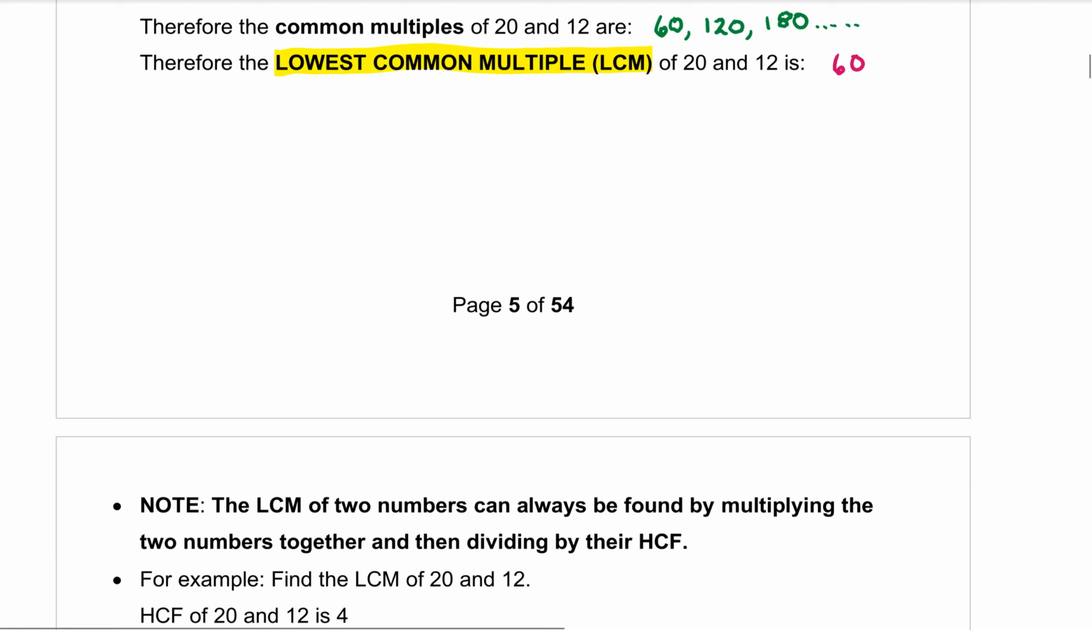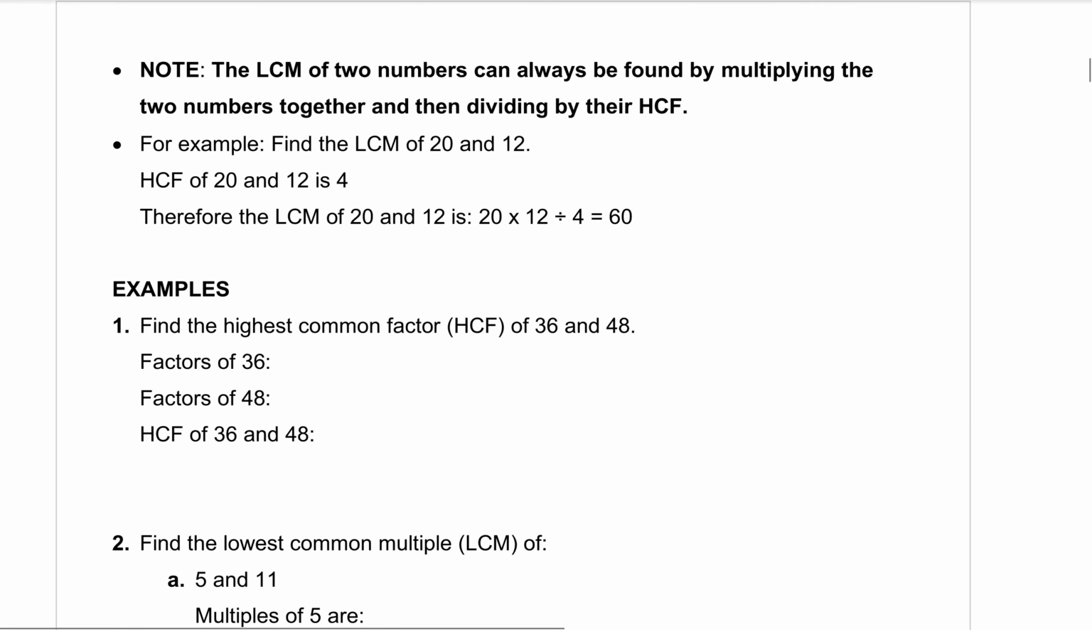So on the next page, there's a note here that says, note the lowest common multiple of two numbers can always be found by multiplying the two numbers together and then dividing by the highest common factor. So for example, we want to find the lowest common multiple of 20 and 12. It tells us that the highest common factor of 20 and 12 is 4.